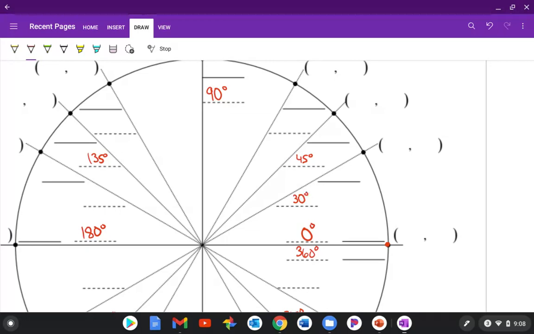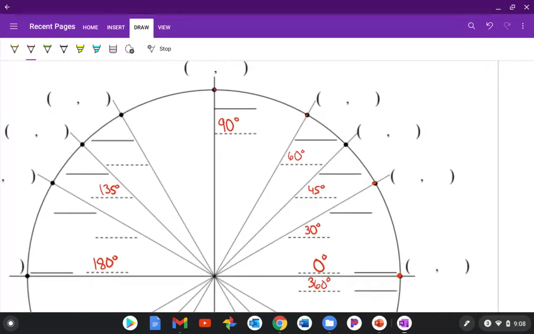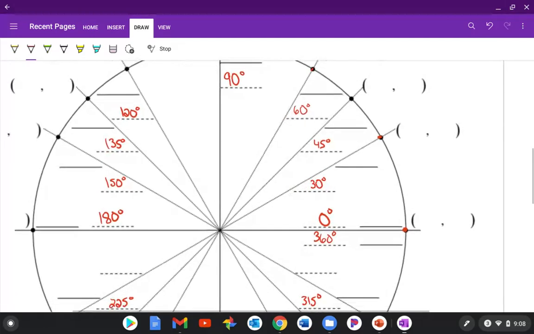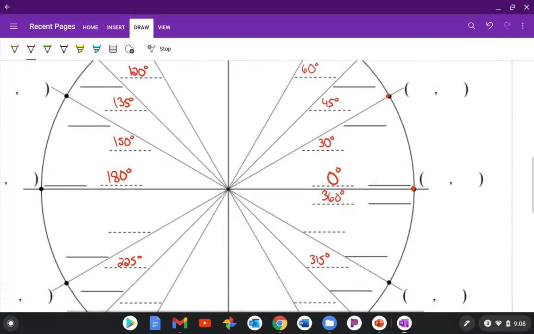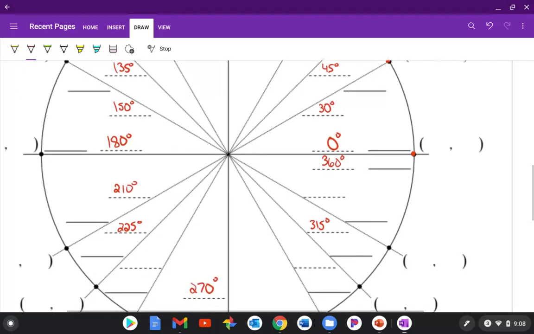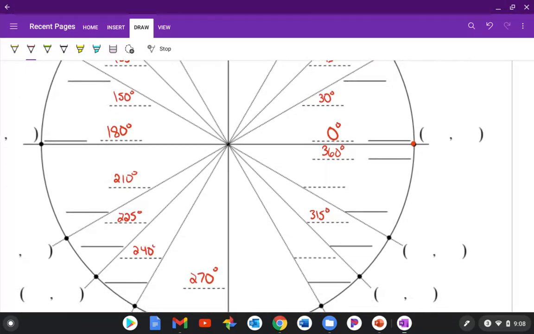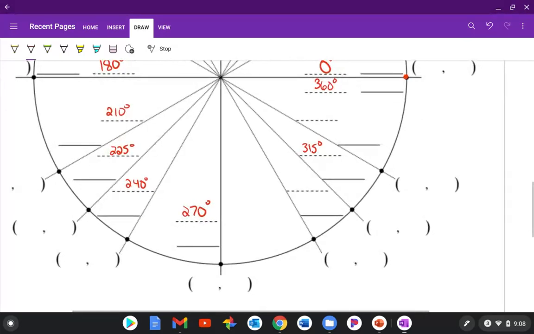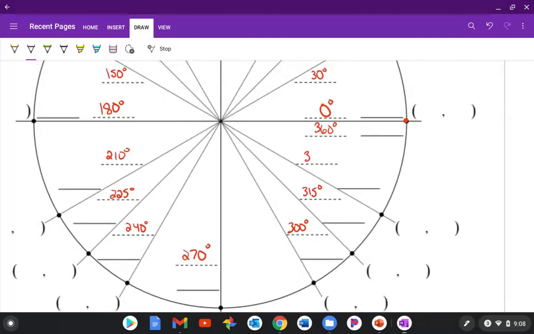And then if we were to go to the next one, we're going to add 30 to that, so we get 60 degrees. So you can think of these as 30 plus 30 plus 30 to get 90. Add another 30, we get 120. Add another 30 to that, we get 150 degrees. Add another 30 to that, we get 180. Add another 30 to that, we get 210. Add another 30 to that, we get 240. Add another 30, we get 270. Add another 30, we get 300. Another 30, we get 330. And another 30, we get 360.